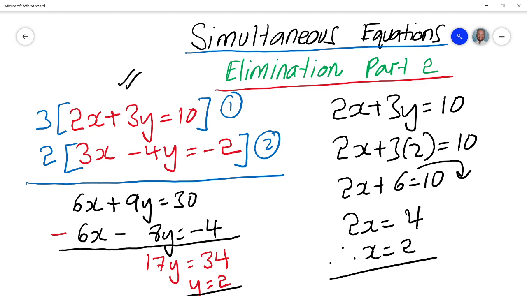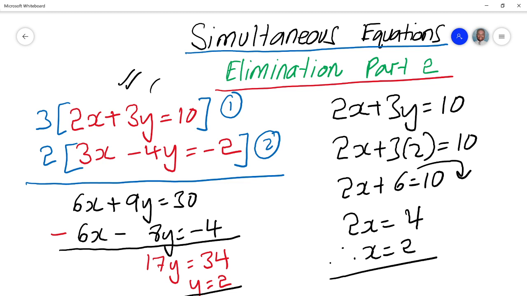And now I want to confirm, if I put the value of x as 2 and y as 2 in equation 1 and 2, will I get the same answer? So let's try that out. Let's look at equation 1. 2x plus 3y equals 10. So x is 2, so 2 times 2 is 4. Plus 3 times 2 is 6, so 4 plus 6 is 10. So equation 1 balances well.